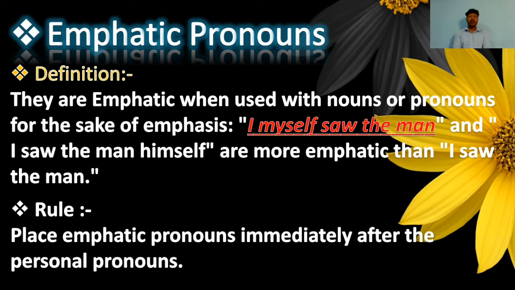Here is a rule for you. Place emphatic pronouns immediately after the personal pronoun. Always put the emphatic pronoun just immediately after the personal pronoun. You must know personal pronouns because in the class of nouns I have told you what those personal pronouns are, such as I, we, you, he, she, it and they. These are the personal pronouns. Whenever you use emphatic pronouns after personal pronouns, it will be correct.